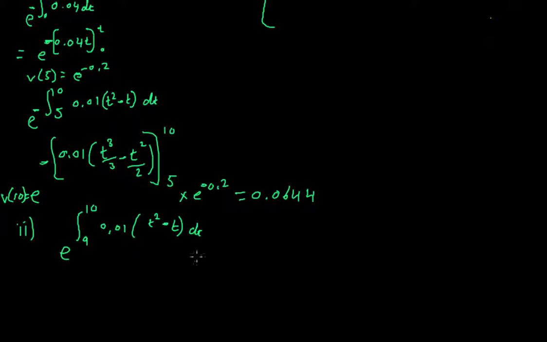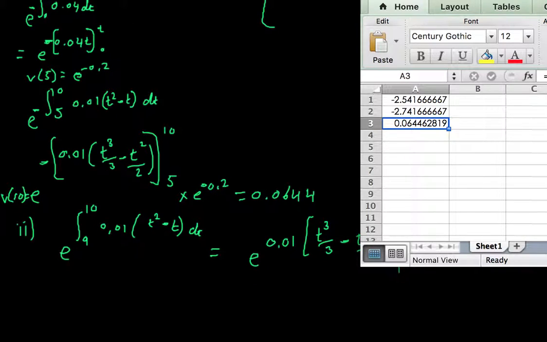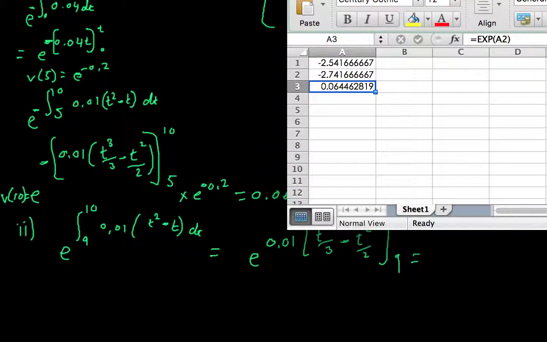dt, like that. And so then that's when we simplify this, so when we find the integral of all of that, it'll then be e to the 0.01 times t cubed on 3 minus t squared on 2 between time 10 and time 9, and we can just use Excel to find out what that answer is going to be. So I'll just bring that up over here.